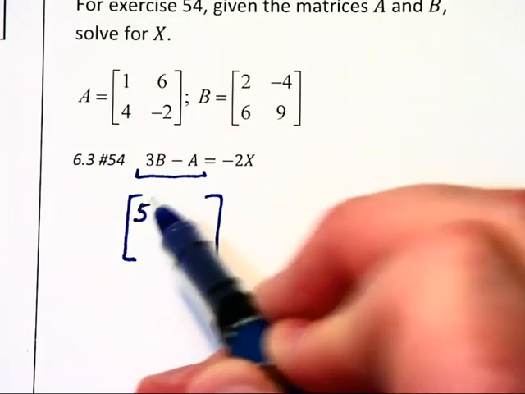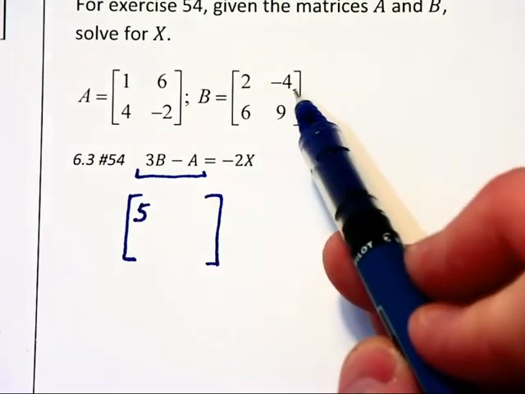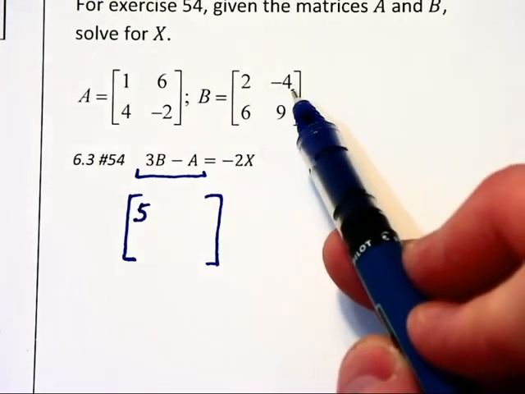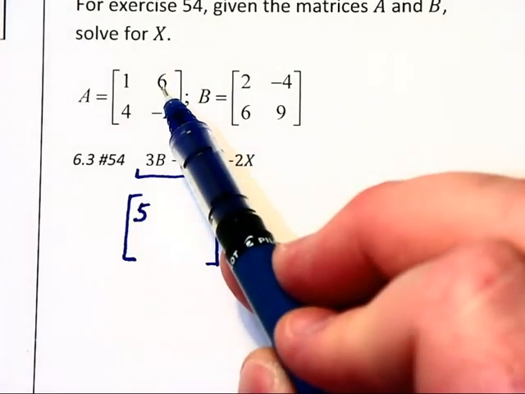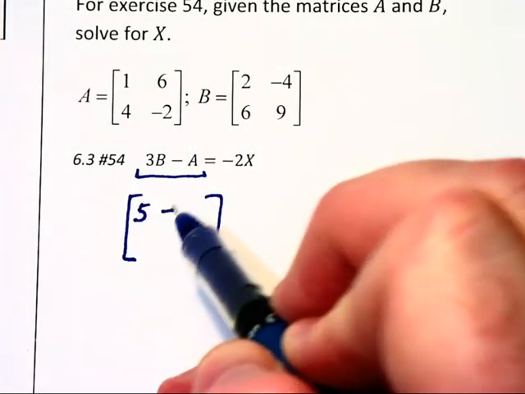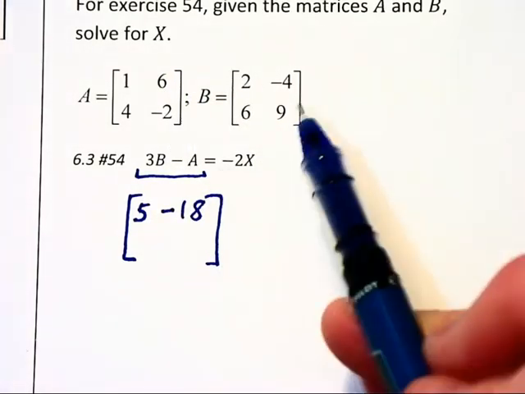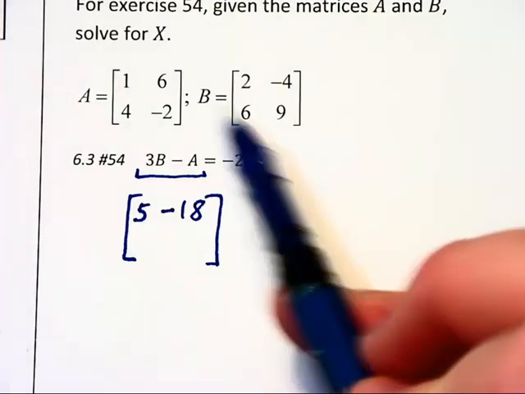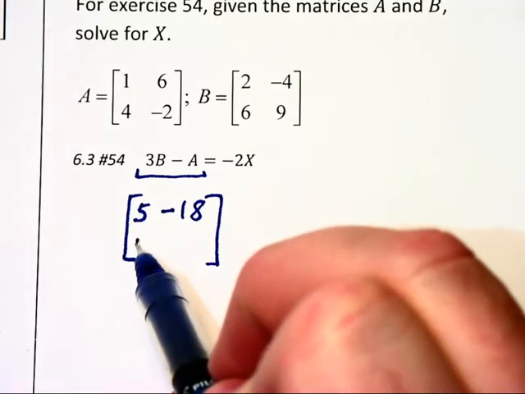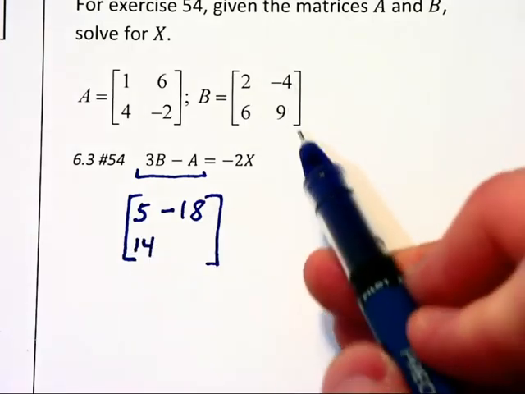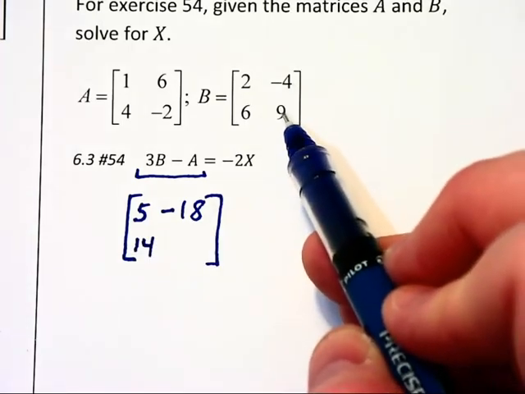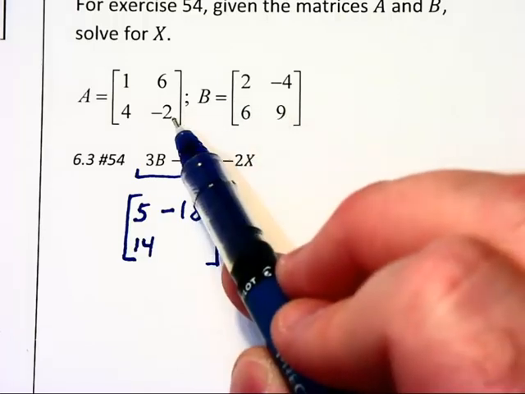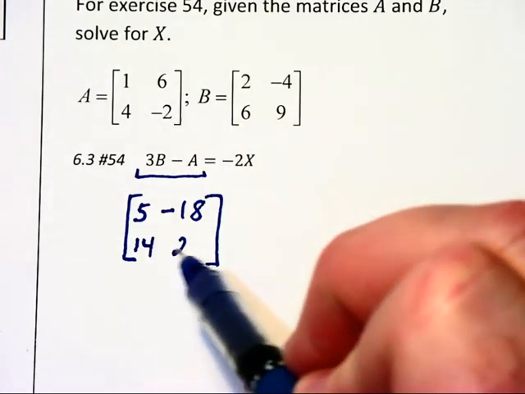makes 5. Top right, 3b, 3 times negative 4 is negative 12, minus that 6 makes negative 18. 3 times the 6 in the bottom row, first column, makes 18, minus that 4, which is 14. And finally, 3b, 27, minus the negative 2 becomes 29.